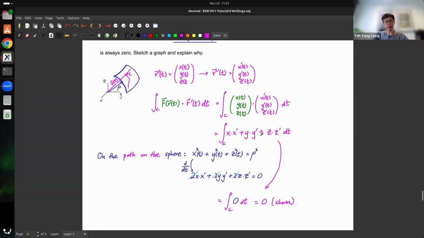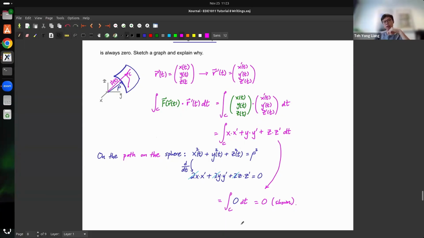Okay, so then we need to account for the fact that the path has to be on the sphere. So therefore, we make use of the spherical equation. Because the path must be on the sphere, all the x, y, z become x of t, y of t, z of t, because it has been parameterized already by t. Then we differentiate and we realize that we get this expression, which is the integrand being always 0.